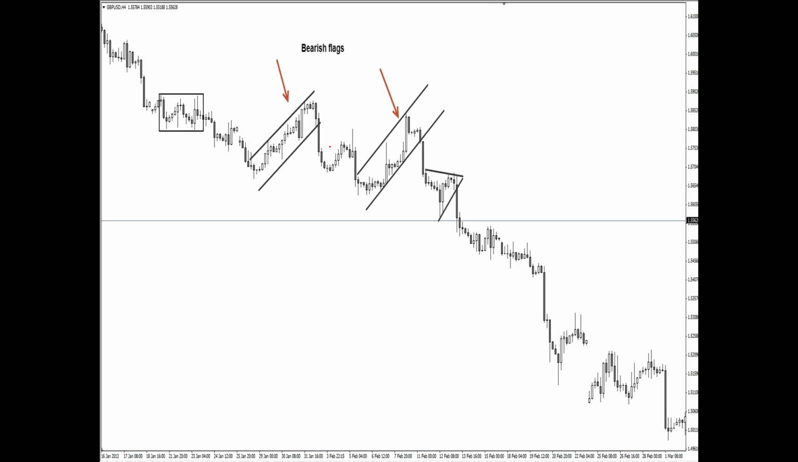Okay, these are flags now. Standard flags. This is a flag. So we have a pole, a flag, an ascending flag, and actually ascending flags are bearish in their nature. Descending flags are bullish in their nature.